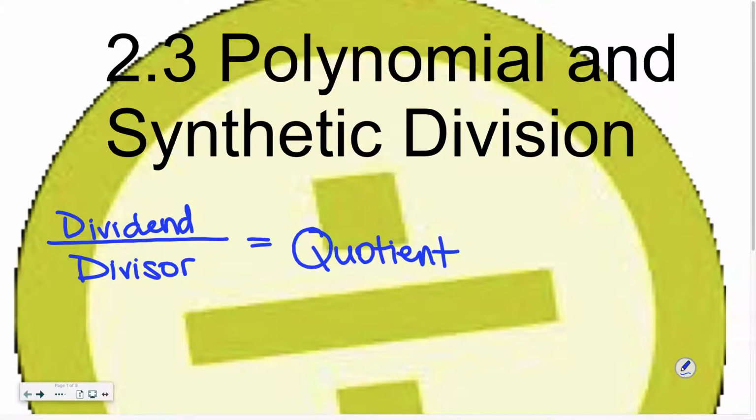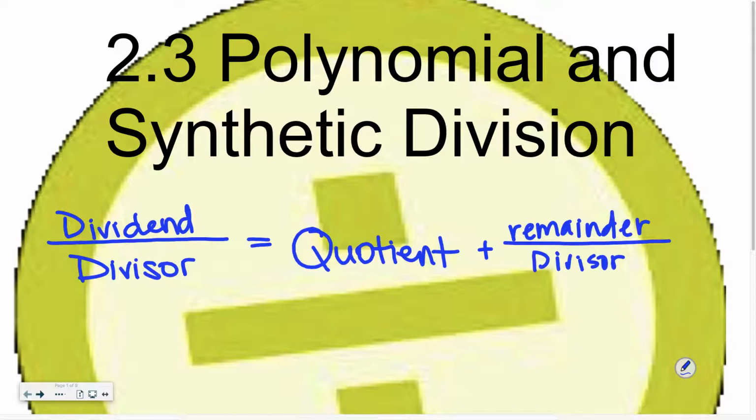Okay. Now, if we have anything left over, then we have to tack on the remainder over whatever the divisor was. If we take 10 and divide it by 3, we get 3 with 1 left over, so we say 3 and 1/3. Okay. Now, what I'm going to do, I'm going to give these function names, okay?